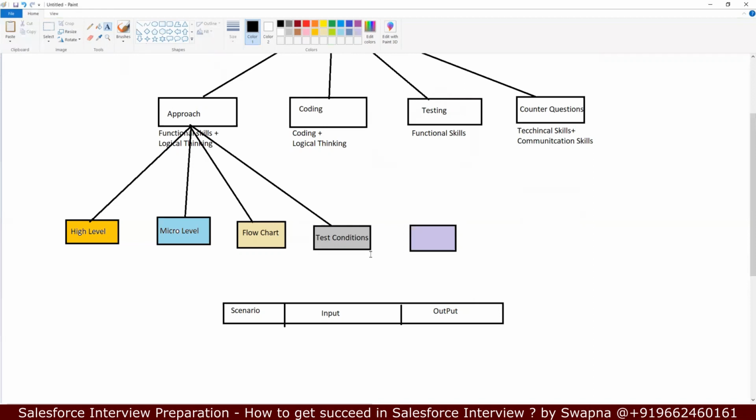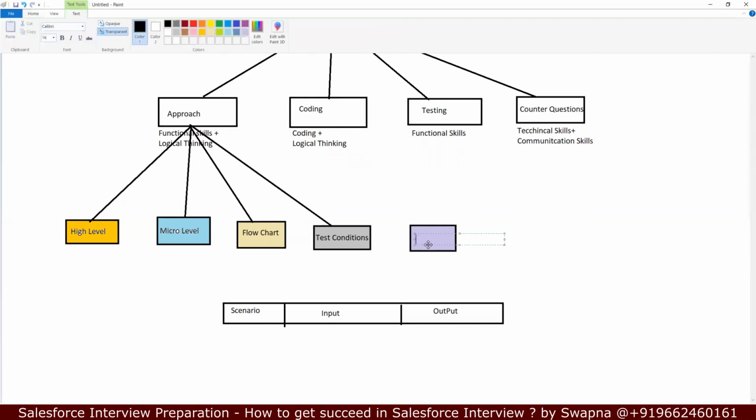Okay, you will know this test scenario when you know the functional skills and when you have logical thinking. Then only will you be able to write down the test scenarios. And the last one is to write down the main blocks. Do not write the program yet. Just write down how many methods I need in order to implement this particular program. That is a main block.